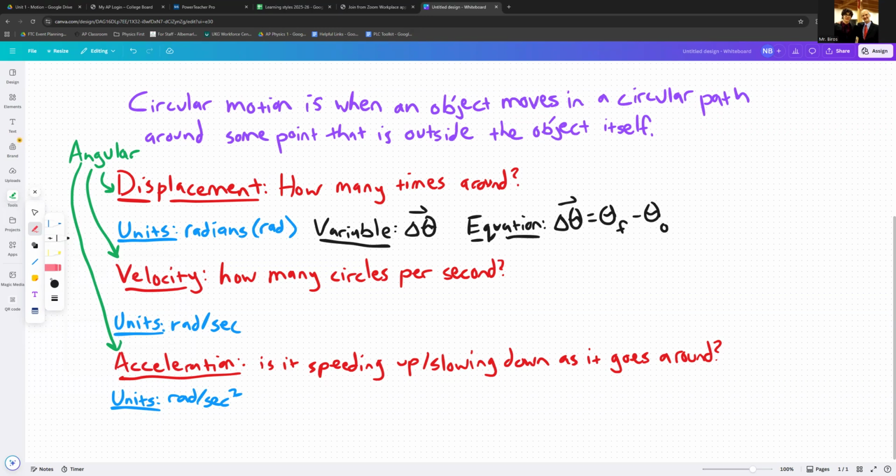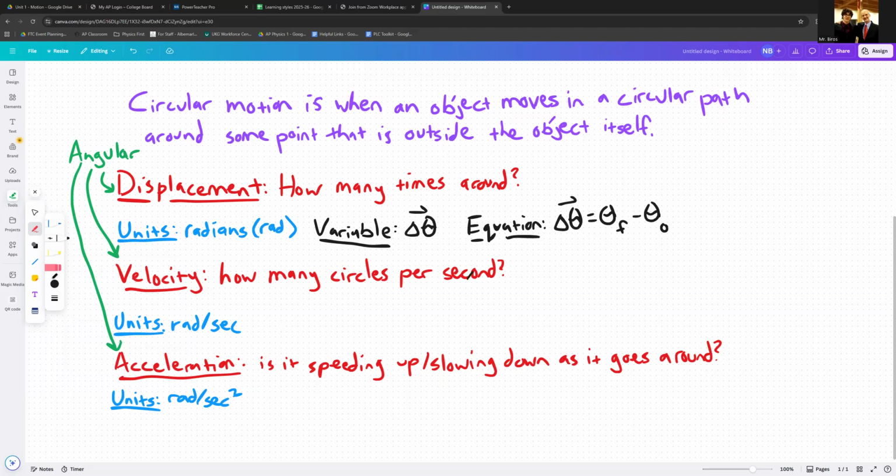So if you take the initial starting position in radians of how far it has gone from wherever it started, you can do final minus initial to find displacement. But normally we don't have to mess around with that. We're not really going to use this equation. We're just going to say, how many times around did it go? If it went around 4 times, well, that's 4 times 2 pi, so 8 pi radians of displacement.